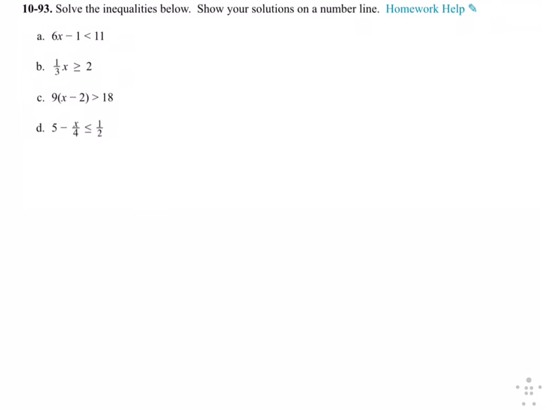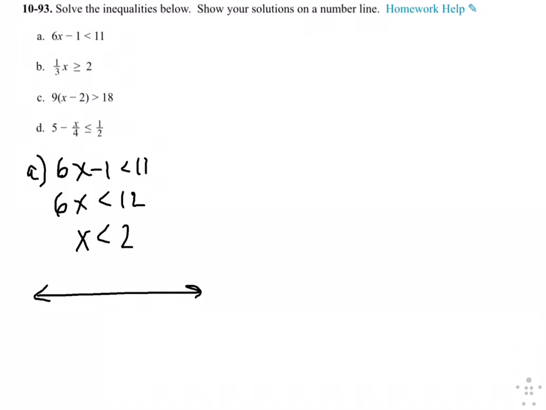Okay, for 93, they want us to solve and graph, right? Okay, so A, we have 6x minus 1 is less than 11. Add 1 to both sides. 6x is less than 12. Divide by 6, x is less than 2. And on a number line, right, 0, 2, negative 2. Less than is an open circle going towards the left.